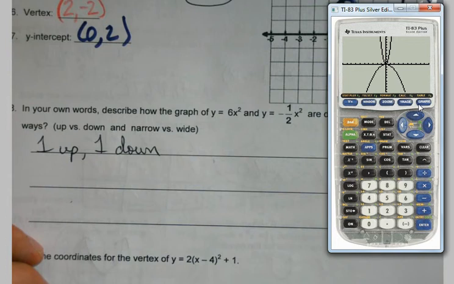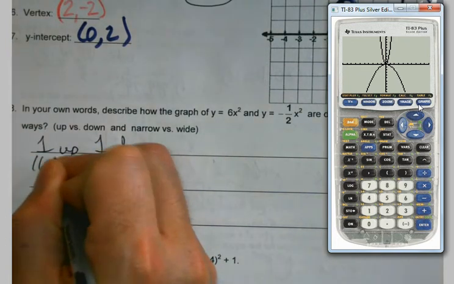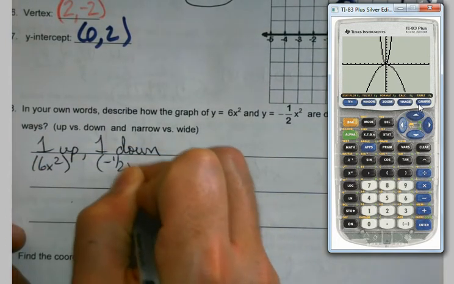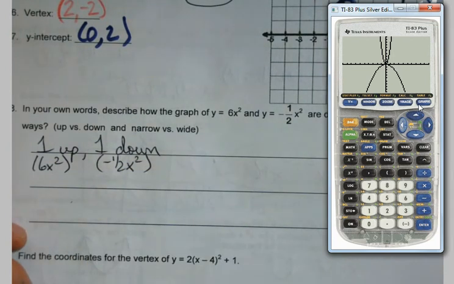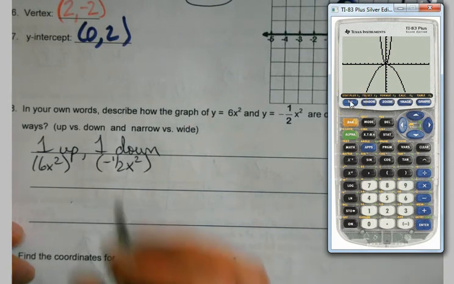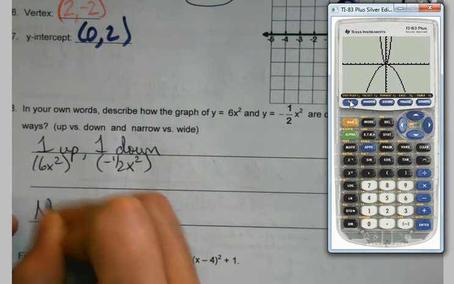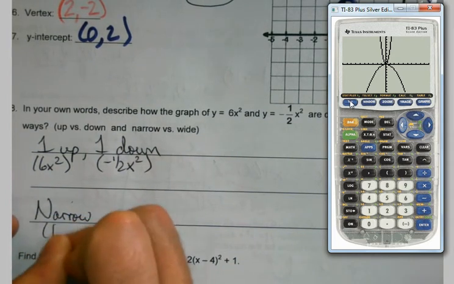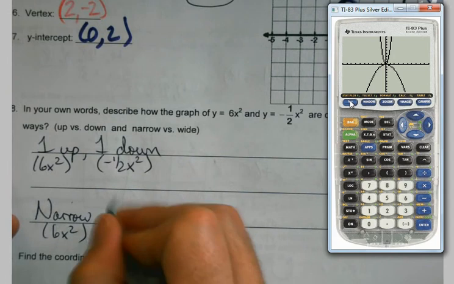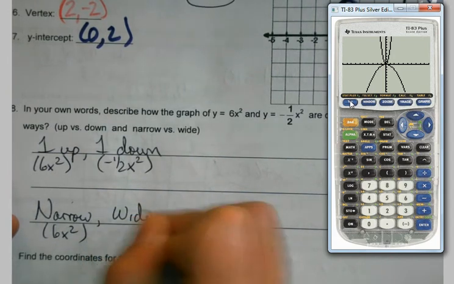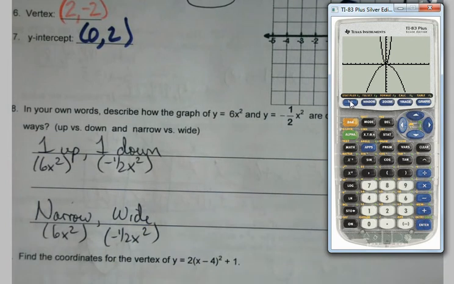Which one opens up? The 6x squared does, and I need to make note of that. And then the narrow one, which one is the narrow one? Yeah, and that's kind of weird. The narrow one is the 6x squared, and the wide one is the negative 1/2, because as that value in front of x squared gets bigger, it makes my graph skinnier. And as my value gets smaller or fractional, it makes it get fatter or wider.